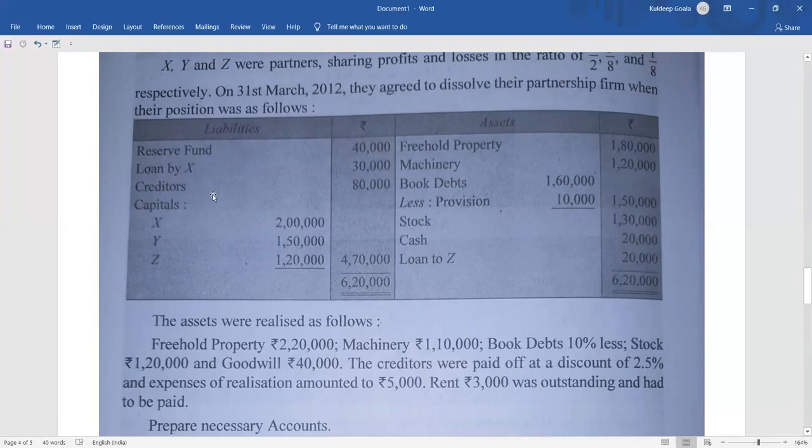So the journal entry will be like this: creditors account debit, because it is showing a credit balance, so you have to debit it and keep it in the debit side. So creditors account debit 80,000. Provision also shows a credit balance, that is why it is a less in the asset side. So provision account debit, provision for doubtful debt. Okay, creditors account debit 80,000, provision for doubtful debt account debit 10,000, to realization account 90,000.